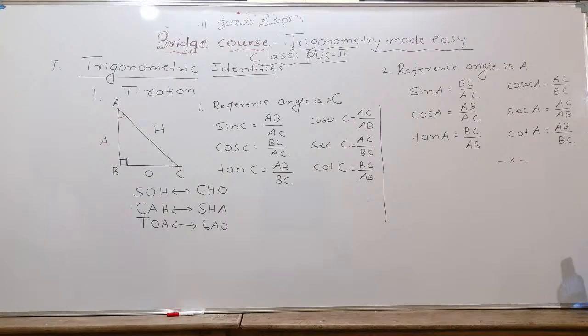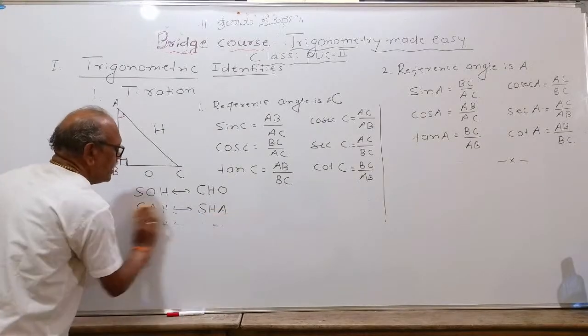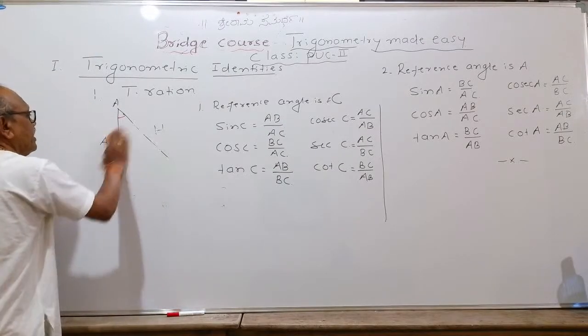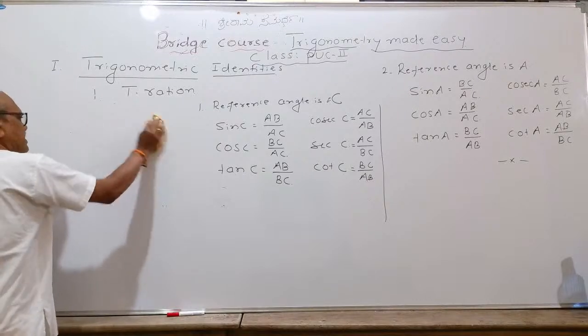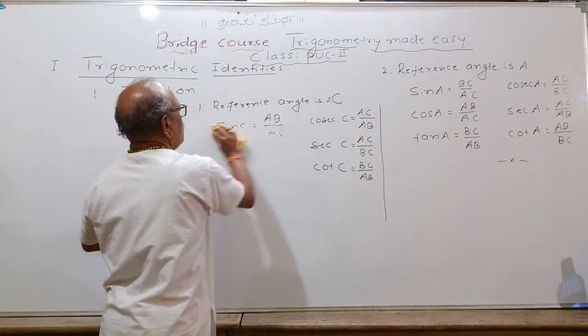The second step is you must know all standard angles: 0 degree, 30 degree, 45 degree and so on. We will prepare a table quickly. After learning the trigonometric ratios, the first set of identities will be the reciprocal relations. We will list them.